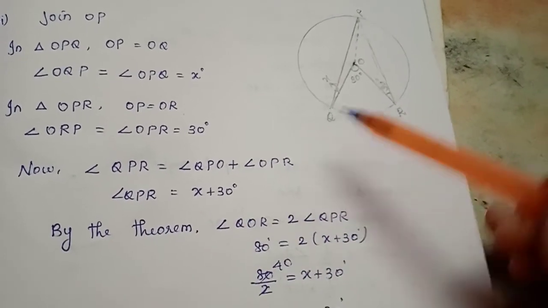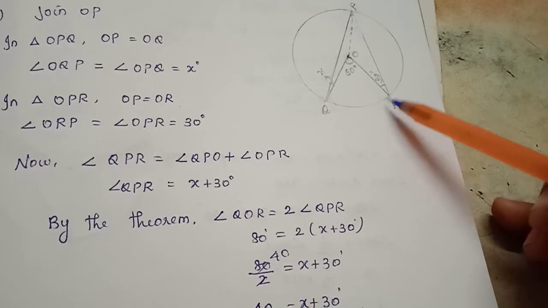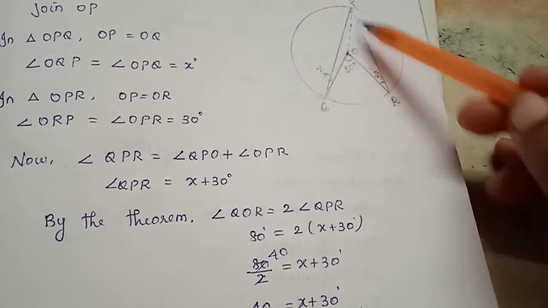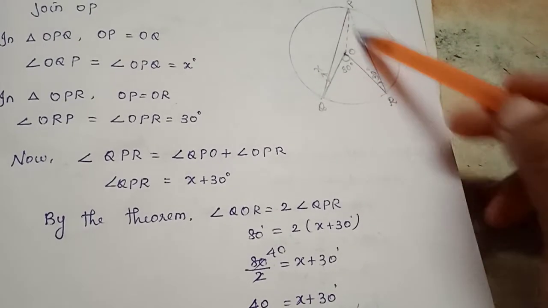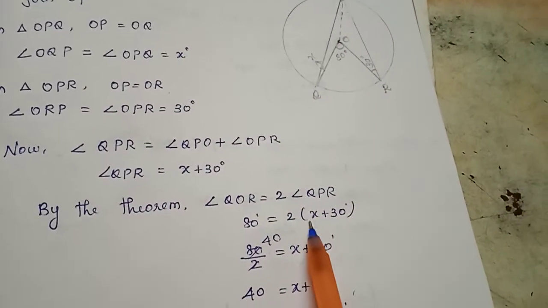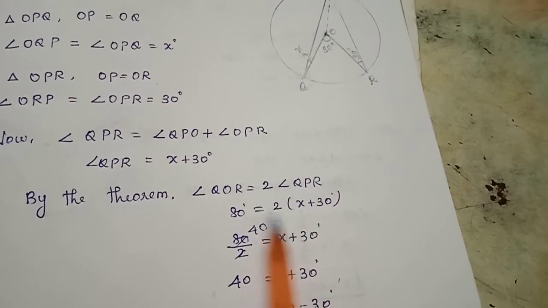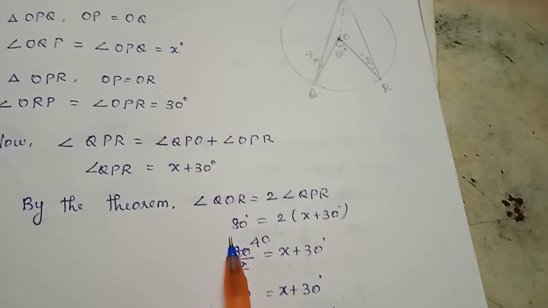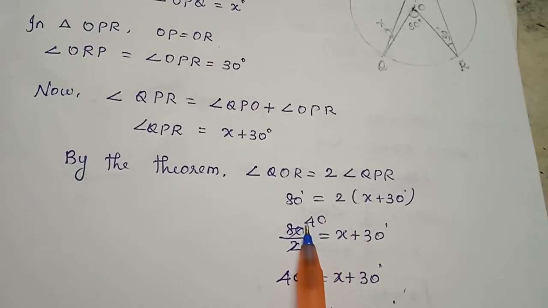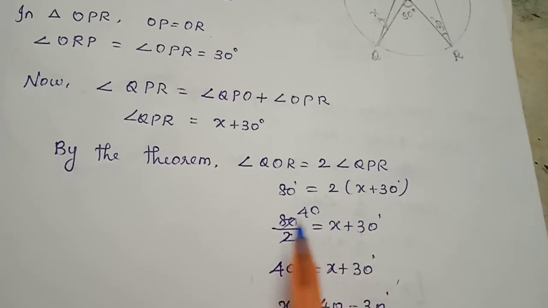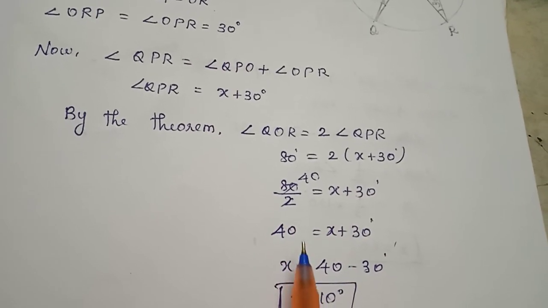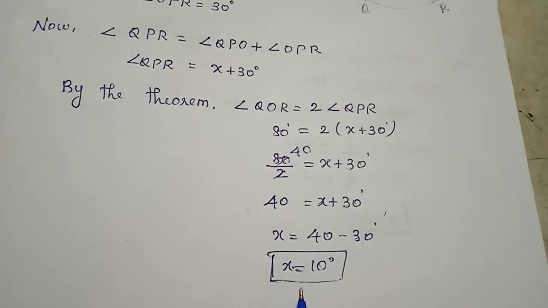And by the theorem, this angle QOR is equal to 2 times this angle, whatever it is, half of it. So we can write 2 times QPR, and QPR is nothing but x plus 30. Now it is in multiplication, so we'll bring this 2 to the other side, and it will become division. 80 divided by 2, which is equal to 40, equals x plus 30. We'll bring this 30 to the other side: x is equal to 40 minus 30, which is equal to 10.